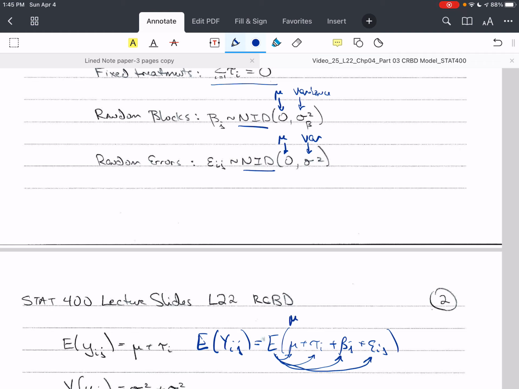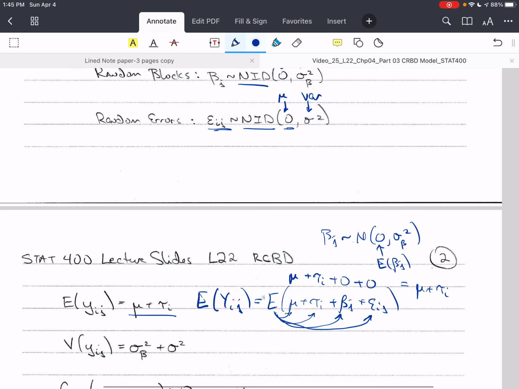The treatment effects, the tau sub i's, are constant as well because they're fixed. So the expectation is going to be tau sub i. But the beta j's have a normal distribution with mean 0 and variance sigma sub beta squared. So this is E of beta j, that's 0. And if you look up here for the epsilons, their mean is 0. Their expected value is 0, so plus 0. So this gives us mu plus tau i, and that's how we got this.